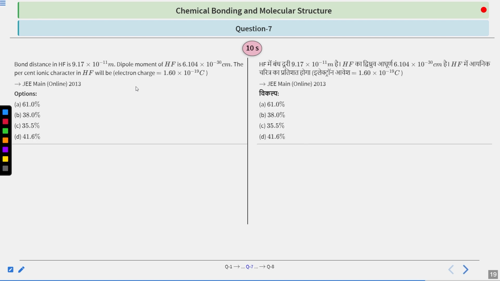Question number 7 says that the bond distance in HF is 9.17 into 10 to the power minus 11 meter. The dipole moment of HF is 6.104 into 10 to the power minus 30 coulomb meter. The percentage ionic character in HF will be: electron charge is 1.60 into 10 to the power minus 19 coulomb. This question was asked in JEE Main 2013. Your options are A, 61.0%; B, 38.0%; C, 35.5%; and D, 41.6%. You have 10 seconds to solve this question. Your time starts now.